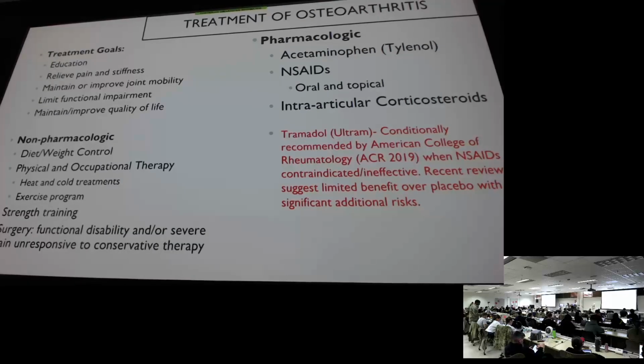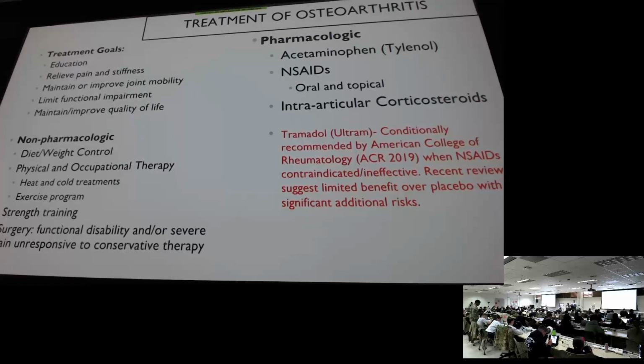So how do we treat OA? Lifestyle modification is huge here, right? We have to educate our patients. We have to relieve their pain and stiffness. We have to teach them through usually PT or OT, improving their joint mobility, to limit their functional impairment, and to maintain or improve their quality of life. So basically, OA management is aimed at improving quality of life and decreasing pain, right? Cornerstone being that non-pharmacological treatment.